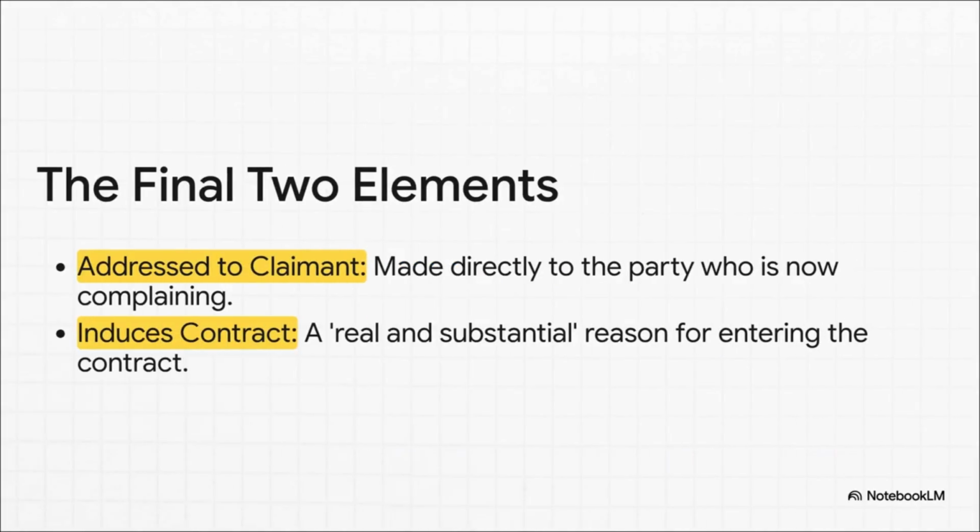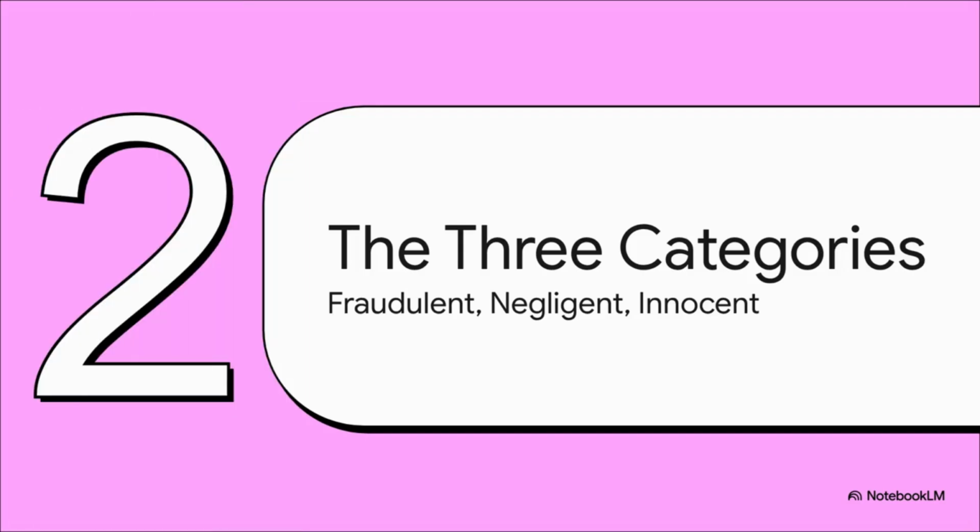Now for the final 2 elements on our checklist. First, the statement has to be addressed to the claimant. Pretty straightforward. It means it was made to the person who's now bringing the claim. And second, it must have induced the contract. This is all about causation. The statement doesn't have to be the only reason they signed, but it has to be a real and substantial factor that pushed them over the line. So, once you've ticked off all 5 of those elements, you've officially established an actionable misrepresentation.